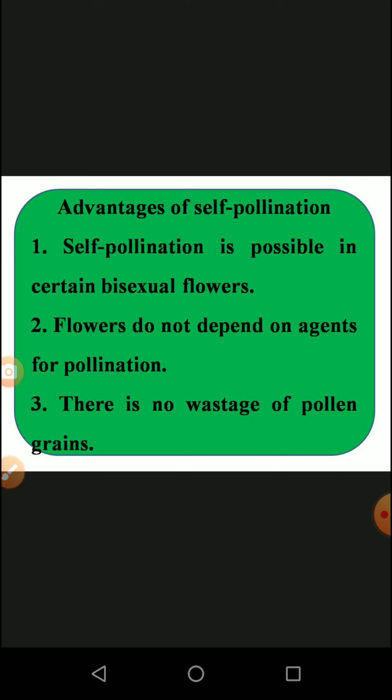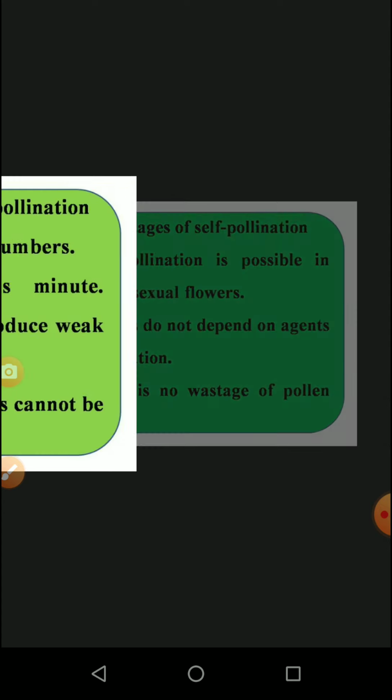Number one, it is possible in certain bisexual flowers. Bisexual flower means the male and female gametes are present in the same flower. Only such plants do self pollination. If a plant does not have male or female gametes, it cannot do self pollination. Then flowers do not depend upon an agent for pollination, so it is an automatic process. There is also no wastage of pollen grain, since pollen is not transferred to many places, so wastage is reduced by self pollination.